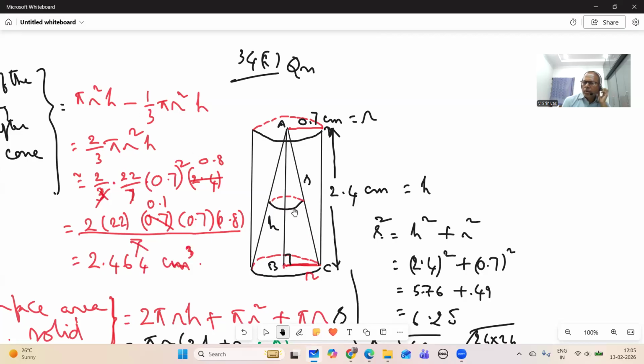What is the volume of the cone? It is 1/3 of the cylinder out of which this cone is carved out. That is 1/3 pi r square h. So subtract this because it is hollowed out. Subtract this from this. You get 1 minus 1/3 is 2/3 into pi r square h. And substitute the values of r and h and simplify. It turns out to be this much, and this is volume, so units are centimeter cube.